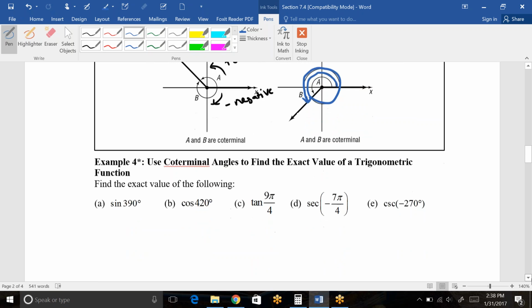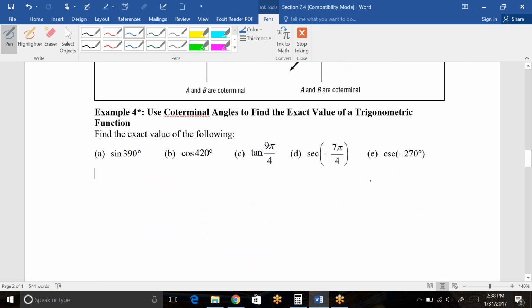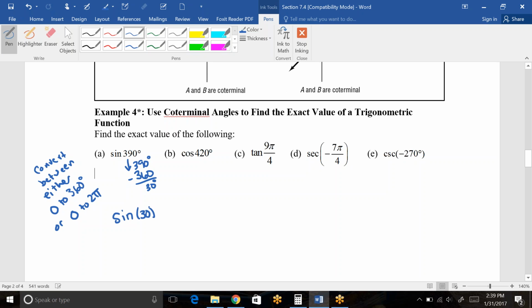So if we want to find the exact value of the following, the first step is to convert to between either 0 to 360 in degrees or 0 to 2 pi if you're in radians. So this 390, the way I convert it is I say, okay, if I have 390 degrees, take away one full revolution by subtracting 360. So that means that this is a 30-degree angle. So sine of 30 degrees is really what I'm looking for.